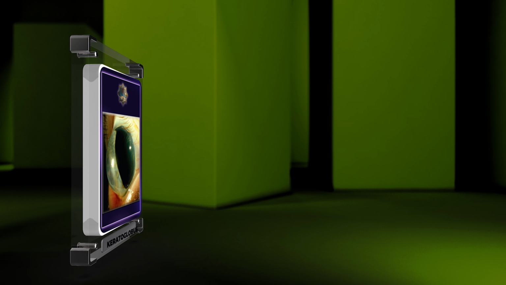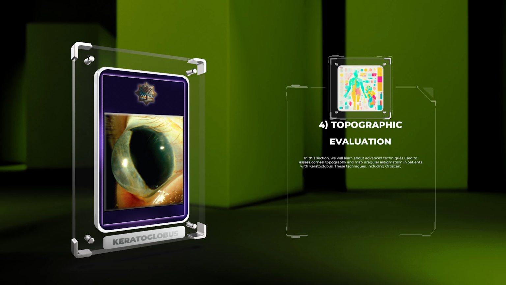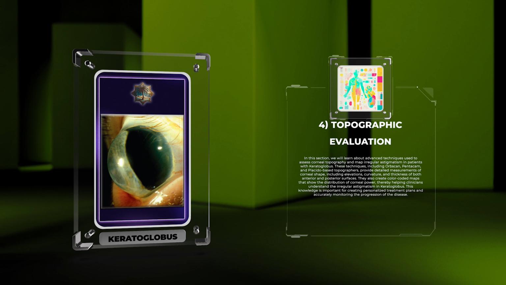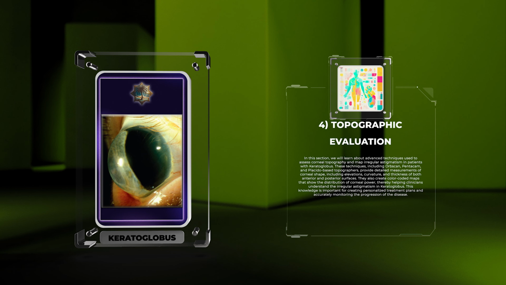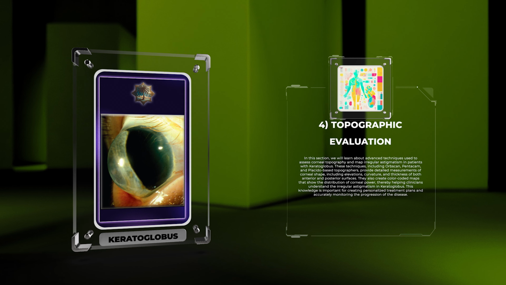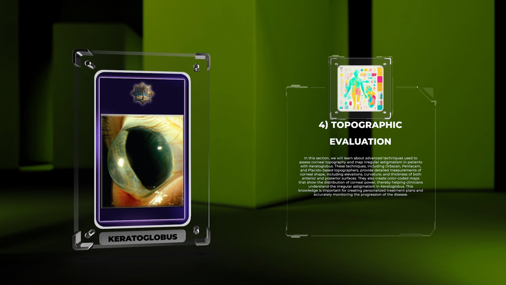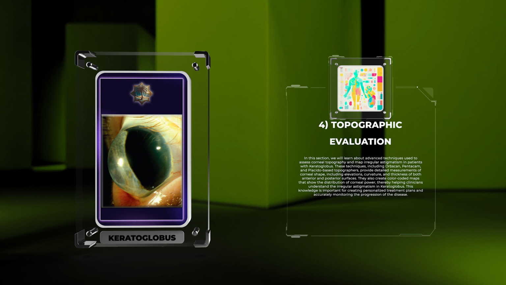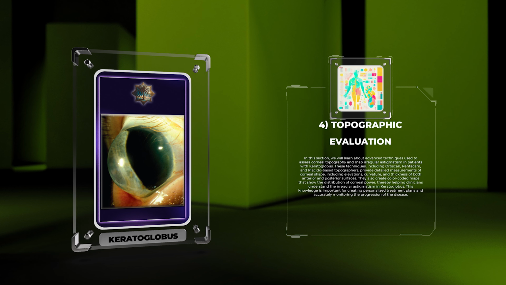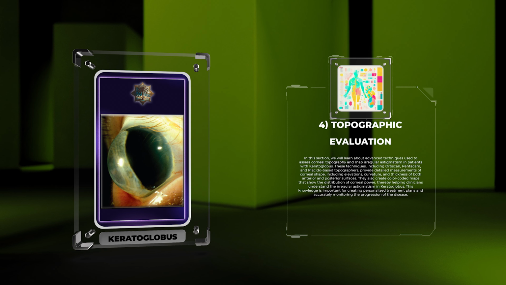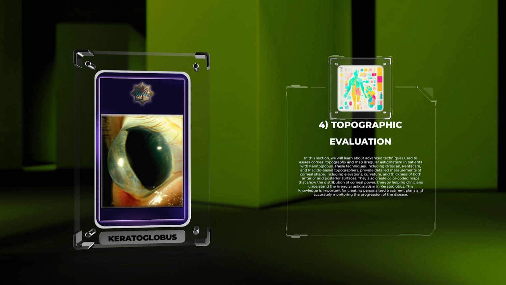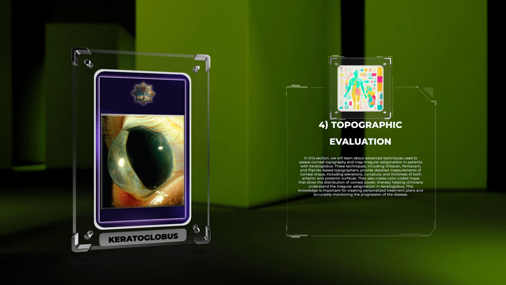In this section, we will learn about advanced techniques used to assess corneal topography and map irregular astigmatism in patients with keratoglobus. These techniques, including Orbscan, Pentacam, and Placido-based topographers, provide detailed measurements of corneal shape, including elevations, curvature, and thickness of both anterior and posterior surfaces. They also create color-coded maps that show the distribution of corneal power, thereby helping clinicians understand the irregular astigmatism in keratoglobus. This knowledge is important for creating personalized treatment plans and accurately monitoring the progression of the disease.